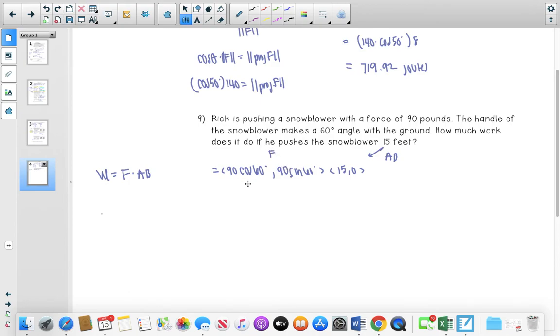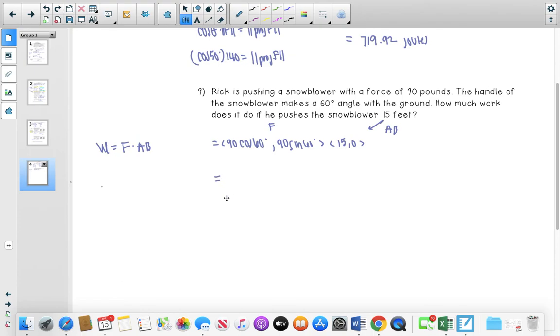This 90 and the 60 is going to be that force you need. So then you just multiply everything together. So you get 90 cosine of 60 degrees times 15, plus 90 sine of 60 degrees times 0. Well, that's going to be 0, so we don't even need to worry about that. So if you type in your calculator 90 cosine of 60 degrees times 15, I forgot that part, that made a huge difference, you get 675, and since we're in the customary unit, because there's pounds, it's going to be foot-pounds.